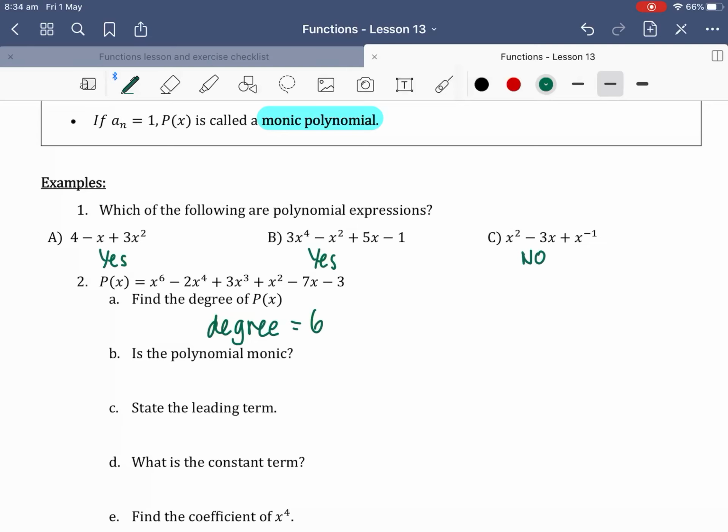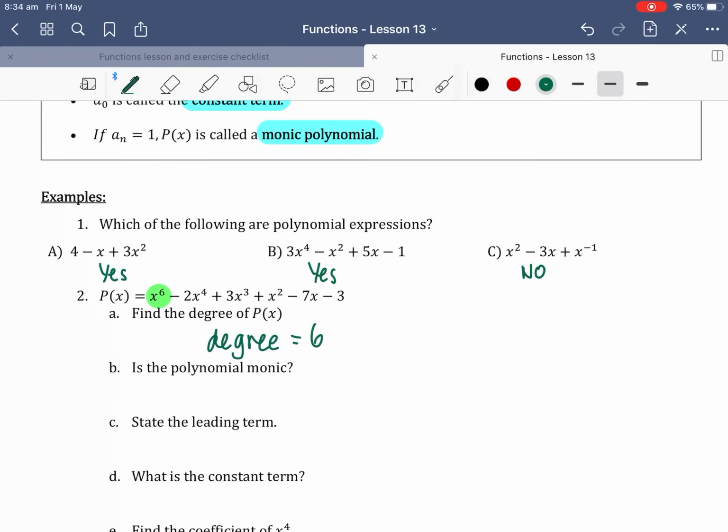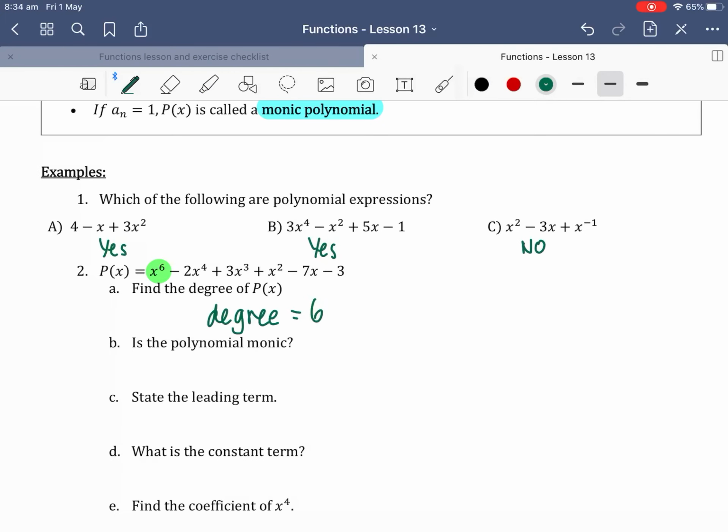We want to know, is the polynomial monic? So if a_n equals 1, p(x) is a monic polynomial. So this is where a_n is the coefficient of our first term. So again, we're looking at our first term and it has a 1 in front of it, or nothing in front of it, meaning it has a 1. So that means yes, our polynomial is monic.